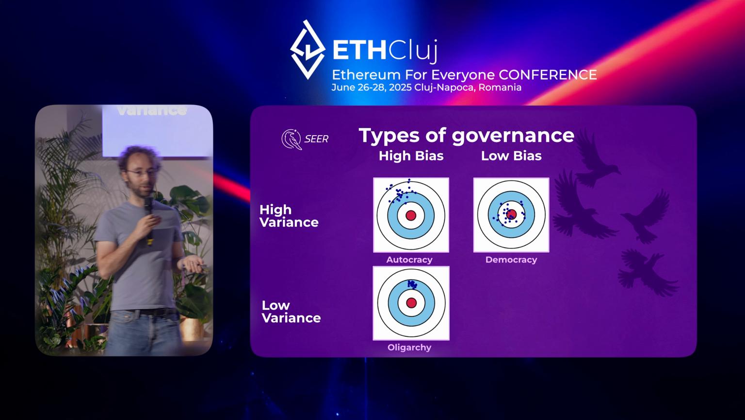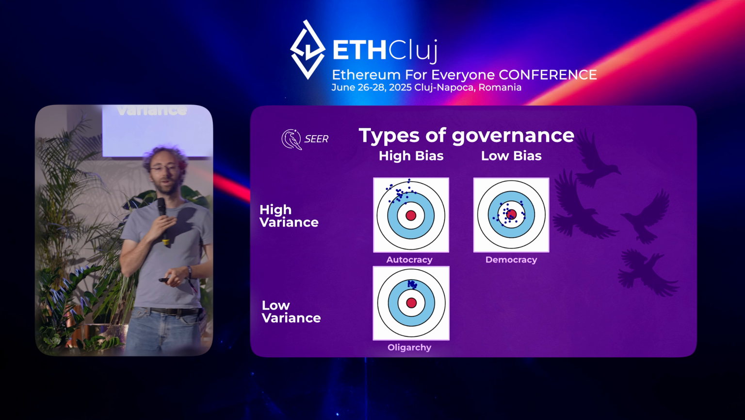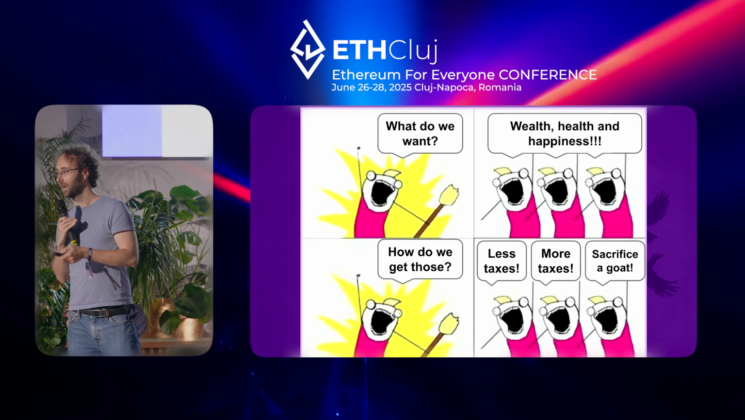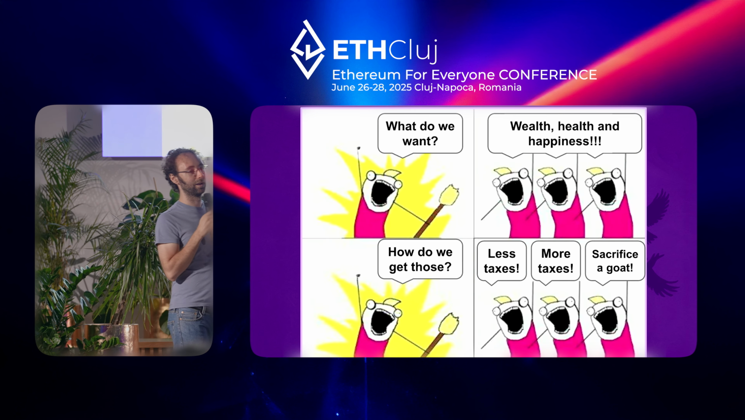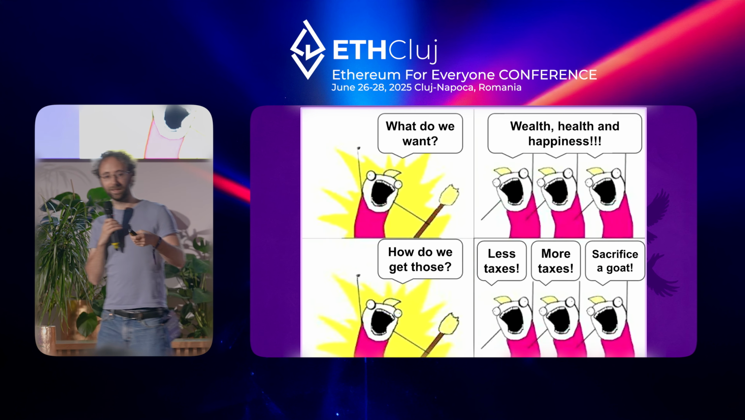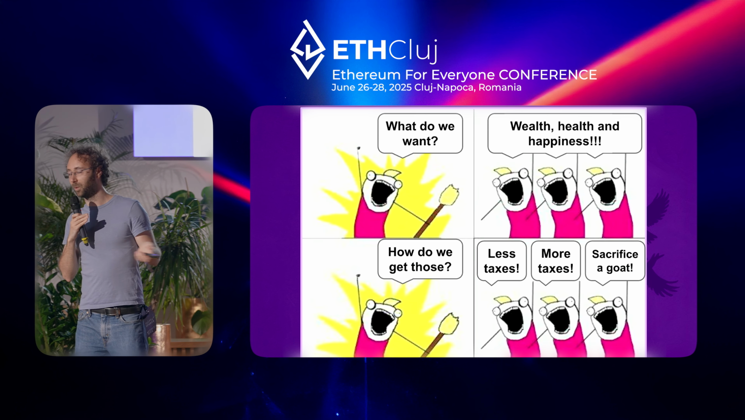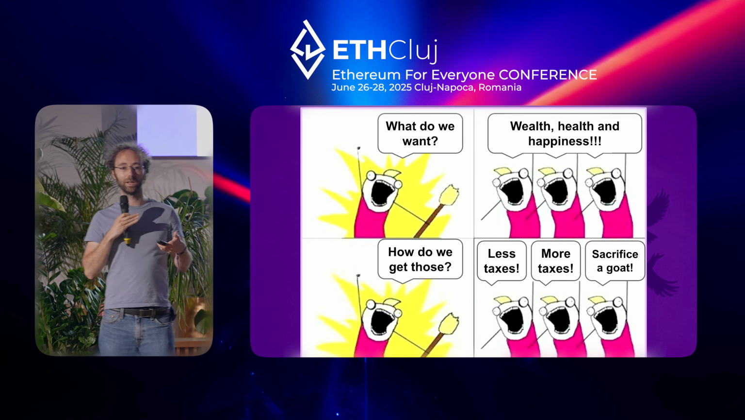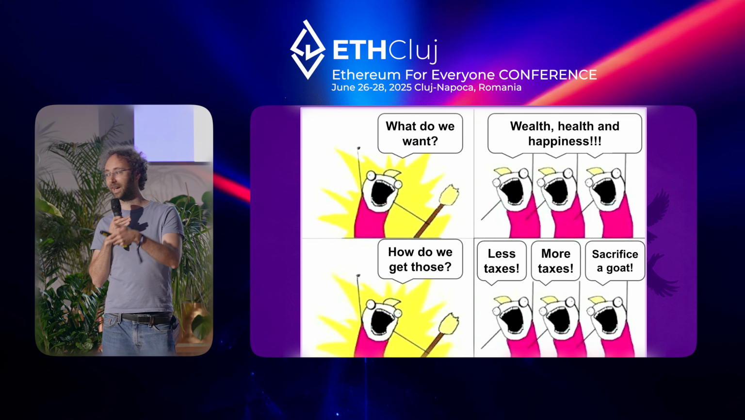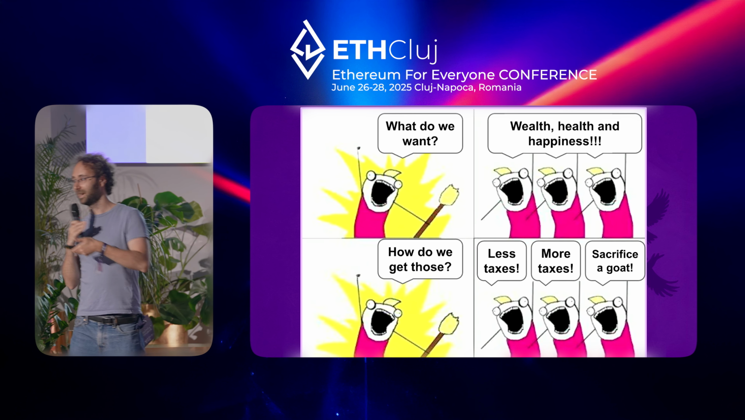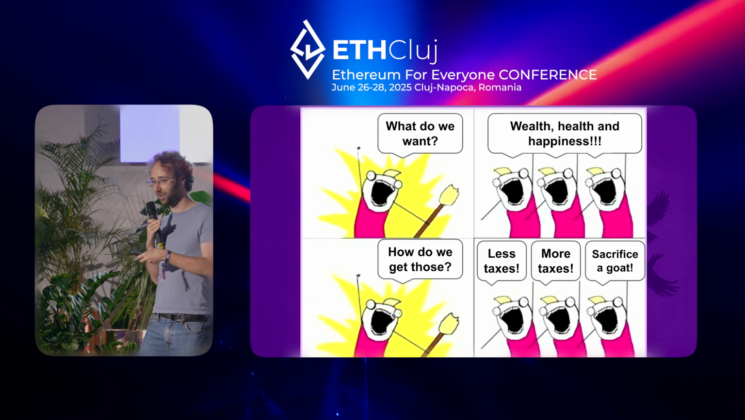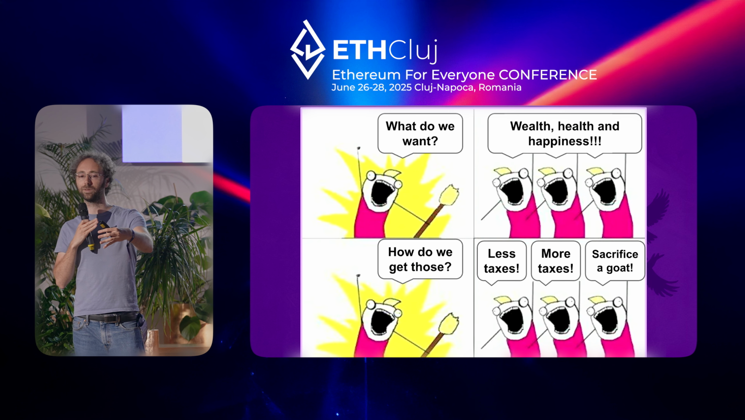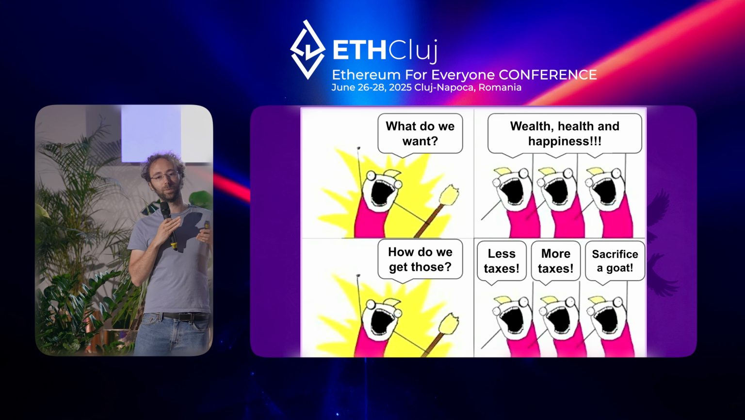So the question is, can we create some new governance system which can solve this and get both a low bias and a low variance? So one thing you can notice is that often in the political debate, people tend to agree on what they want. Like you ask, what do you want? They say wealth, health, and happiness. So people tend to agree. But then when you ask them, how can we get that? That's where people disagree. Like less taxes, higher taxes, sacrifice a goat. You have each debate in general on how to get what we want, while what we want tend to be more or less consensual.